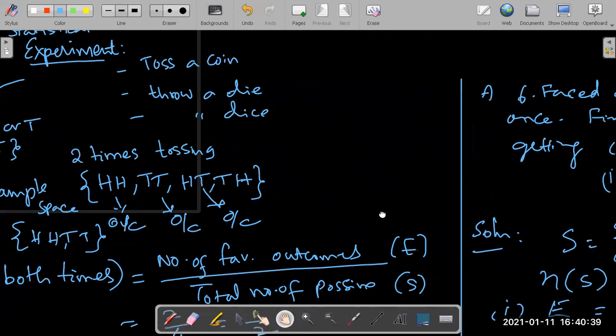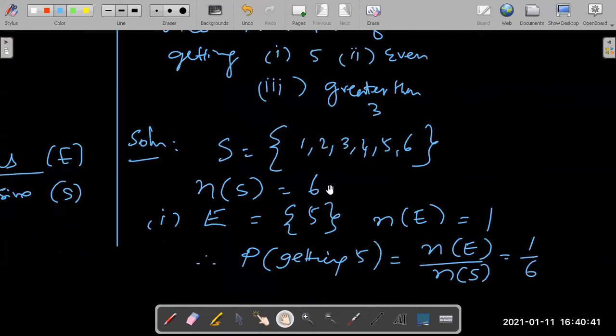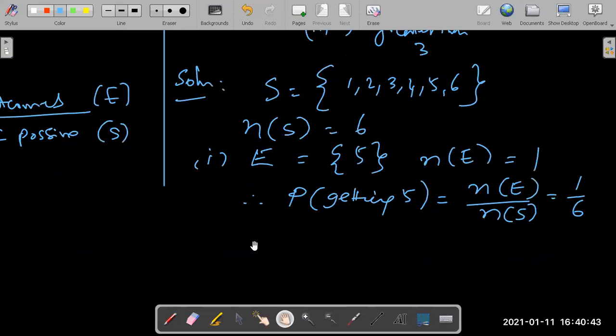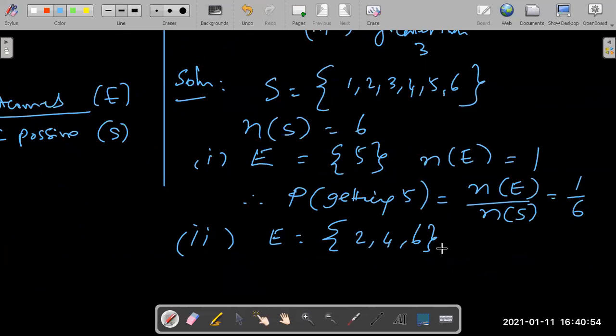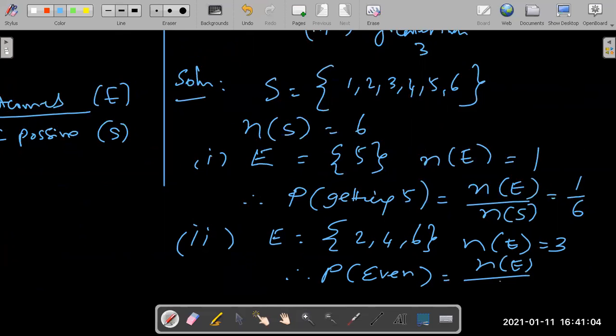Now the second question is getting an even number. S, the sample space, has no change, it's the same thing. E will be the even numbers 2, 4, 6. So n of E is 3. Therefore, probability of getting even equals n of E divided by n of S.